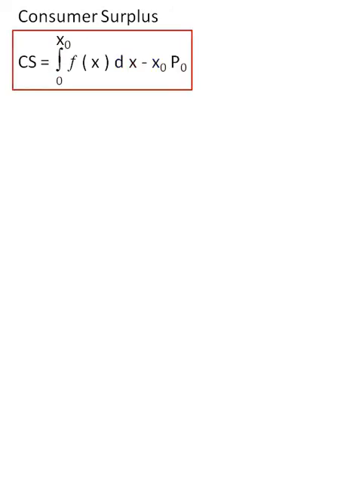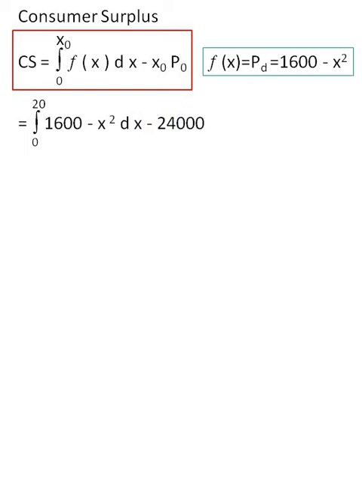So this is the producer's surplus units. Now we find the consumer surplus CS. The formula for finding consumer surplus is integral 0 to x naught f of x dx minus x naught p naught. So here we will be substituting f of x with the demand function, because consumer surplus relates to the demand, which is 1600 minus x square. So on solving integral 0 to 20, already we have found that x naught. So now substituting f of x, 1600 minus x square, the dx we write, minus x naught p naught, already we have the value 24,000.